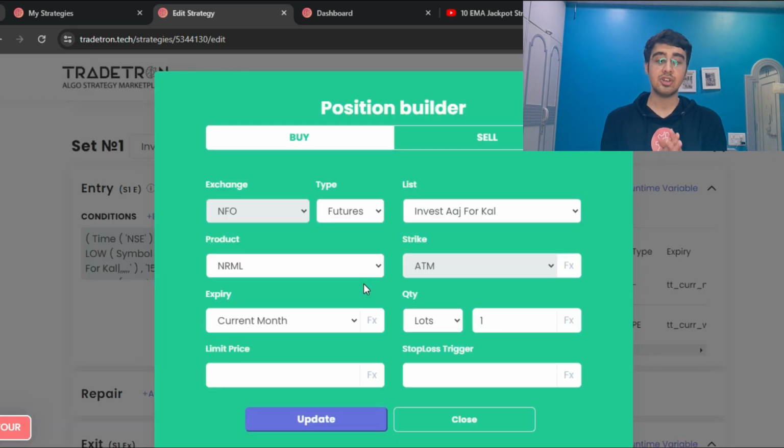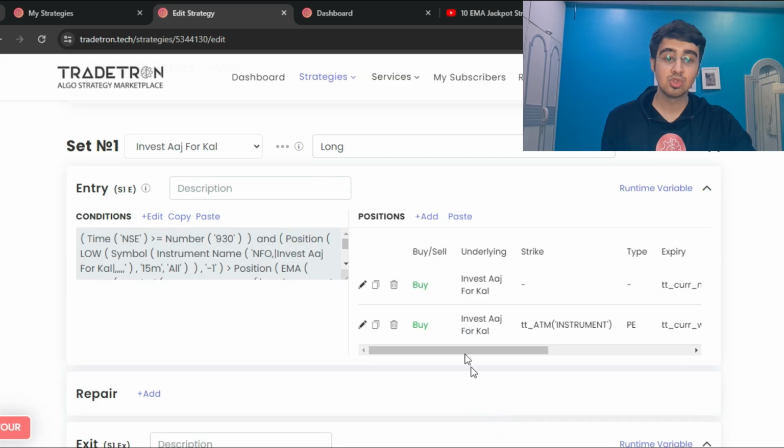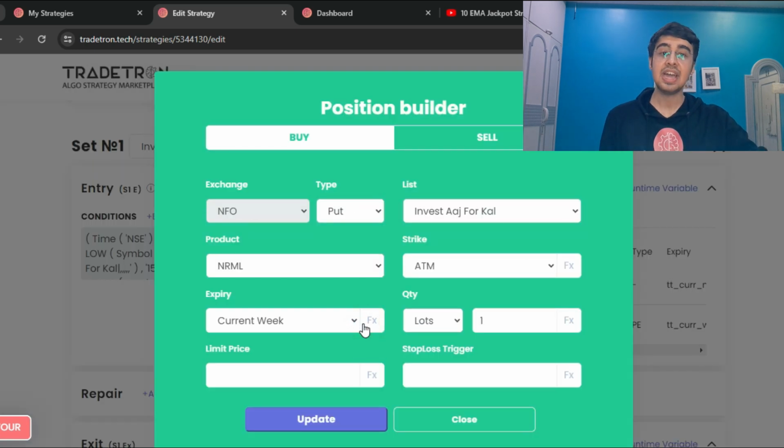So whenever my condition is true, I'm taking a futures trade of that particular instrument that I am checking my conditions in. So I will take a futures trade of the current month, and I will want to hedge that trade because a naked futures can be very difficult to handle, given that the volatility nowadays has been super high. So to hedge my trade, I'll be buying a put option of the current week expiry, which will act as my hedge.